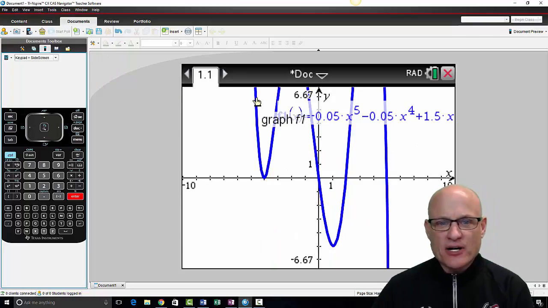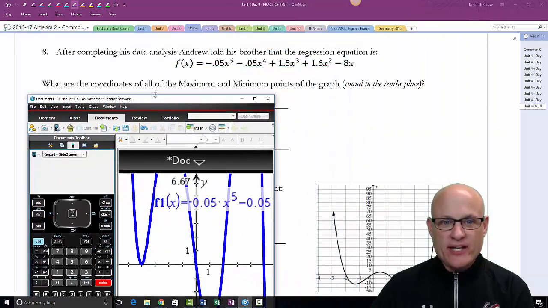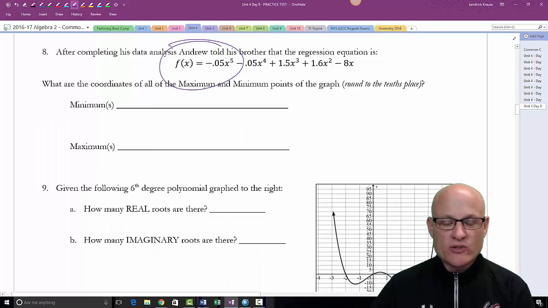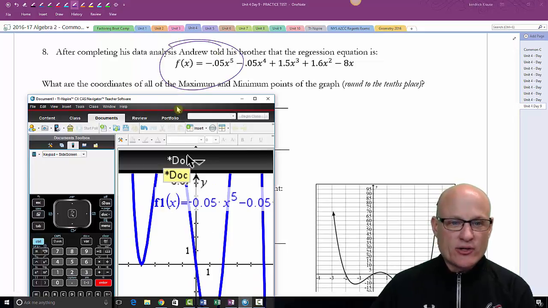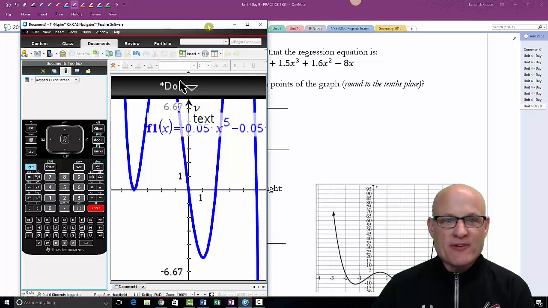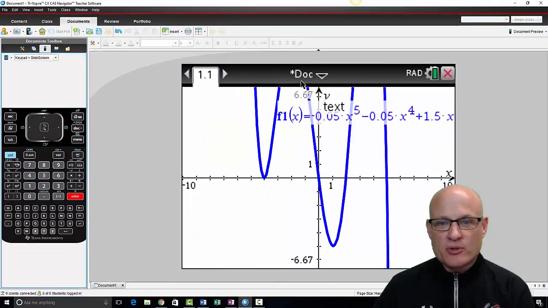So this is an odd function. That means it's going up here and down here. Wait a second. Was my leading coefficient negative? Yeah, my leading coefficient here was negative. So I know that it's going to come down and up. Now I need to find all of the maximums and minimums, don't I?